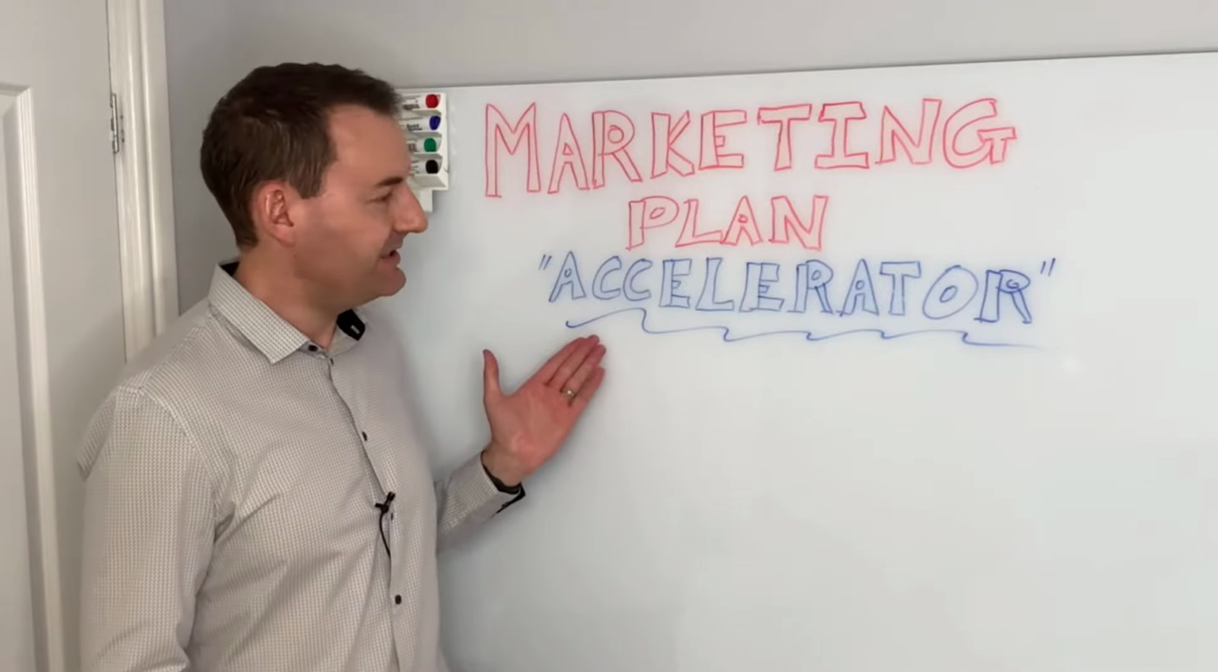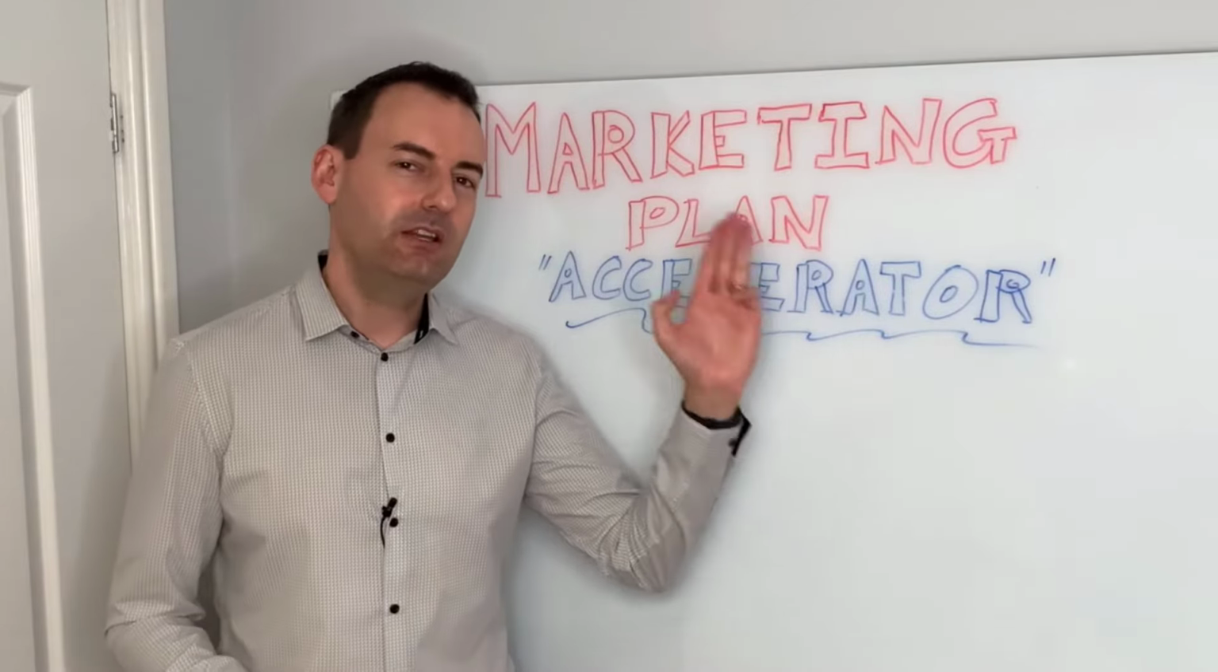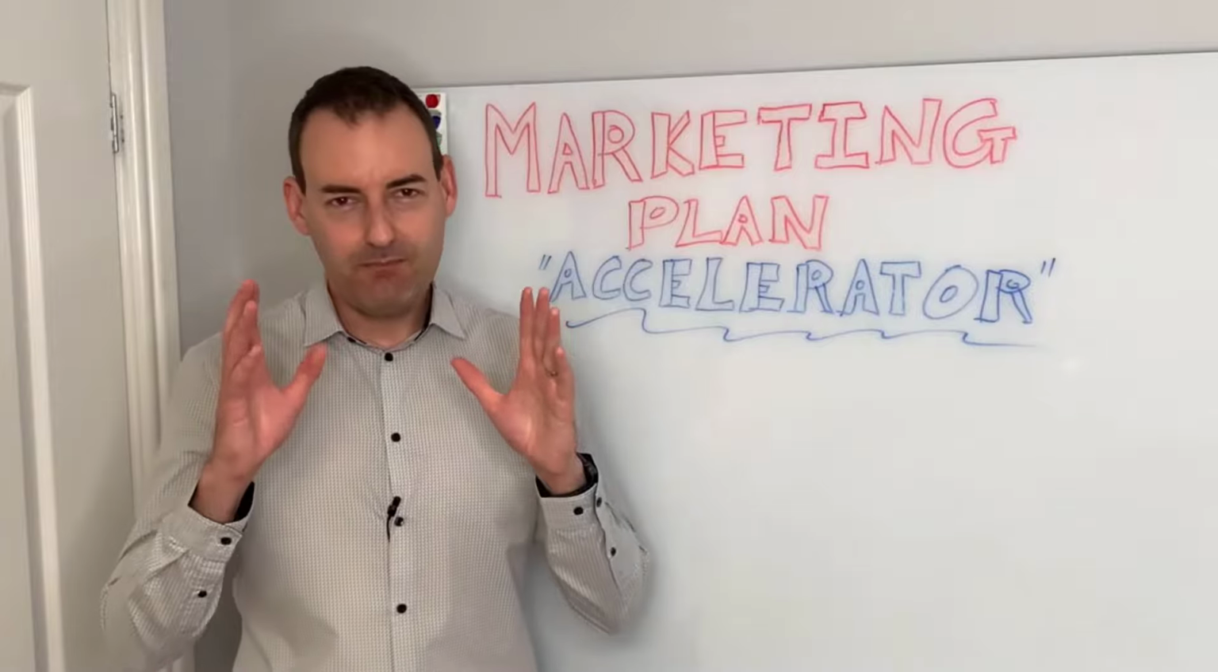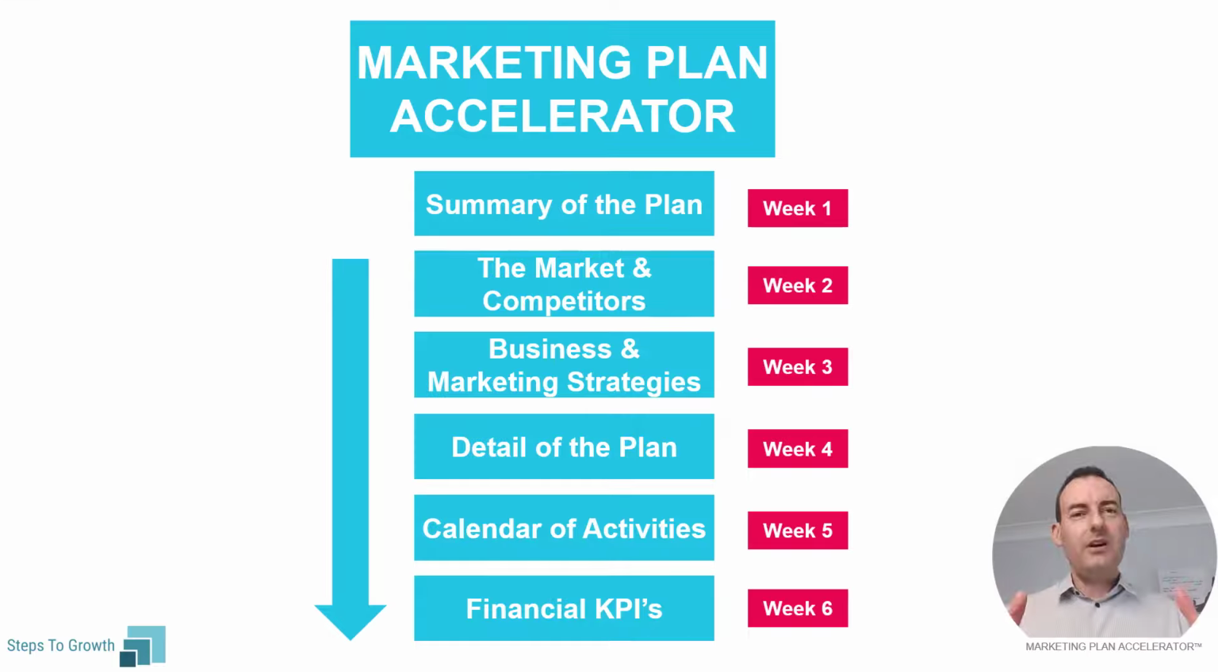So basically, pressing the accelerator on getting your marketing plan. Let's take a look at a method to get this done, answering an obvious question: how long will this take me? How long will it take you? I've given an indication here, a guideline. You can do this within 6 weeks. If you're starting from zero, you can go from zero to a high quality marketing plan in 6 weeks.